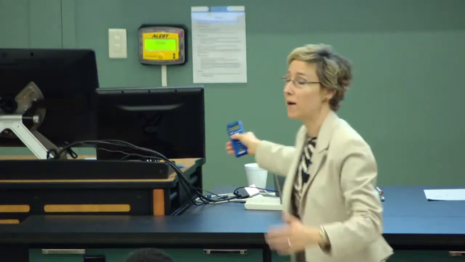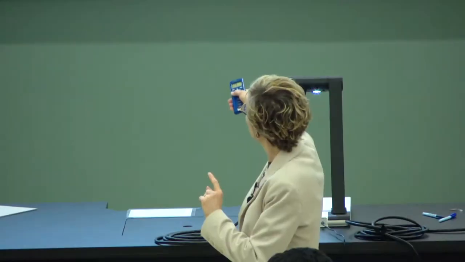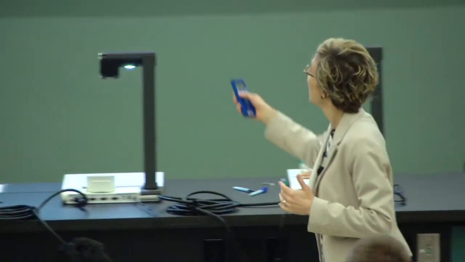Okay, so you pile up, right? And so here, the electrons are piling up, and eventually there's enough of a pileup of electrons, okay? So eventually there's enough charge there that there's so many electrons that they are repelling the ones coming in, and the current has to stop eventually. So that's what's happening here.